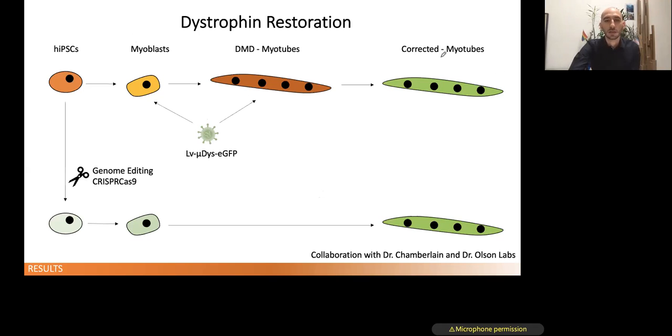And in the other case, we decided to use genome editing using the CRISPR-Cas9 to correct the mutation of dystrophin in the cells from the patient to obtain a functional version of the protein. And also in this case, we obtain corrected myotubes.